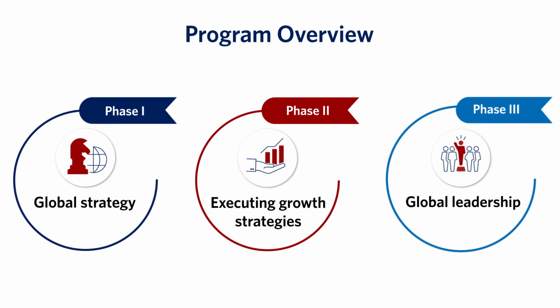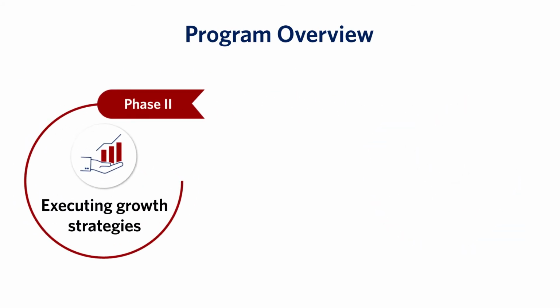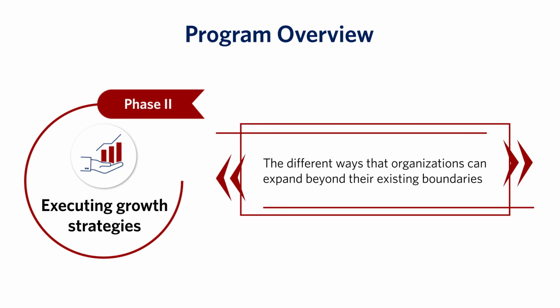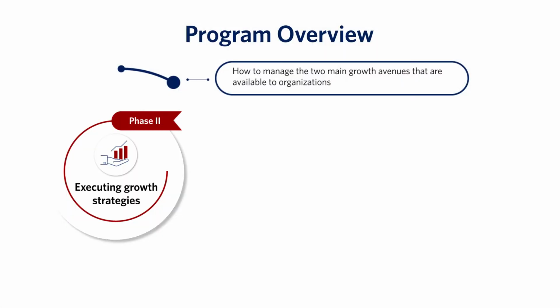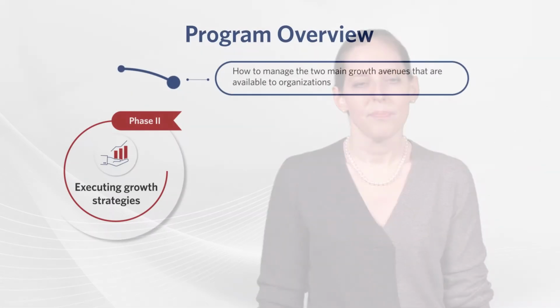Phase 2 of the program is about executing growth strategies, where you will learn about the different ways that companies can expand beyond their existing boundaries. Here, some of the key themes are as follows: learning how to manage the 2 main growth avenues that are available to companies: inorganic growth, like mergers and acquisitions and alliances, as well as organic growth, such as research and development, internal capital allocation, and other forms of internal development.